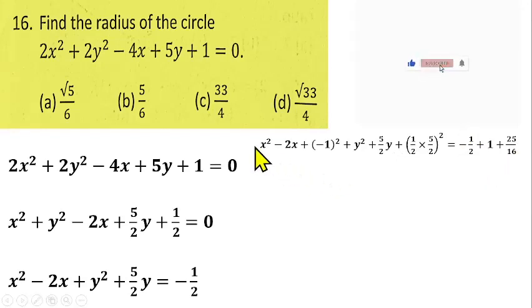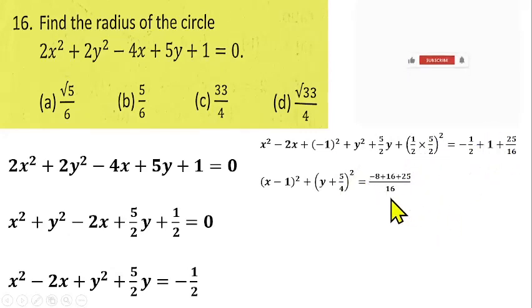So from there, you need to make this one a perfect square, and that should be x minus 1 all squared. Then you need to make this one also a perfect square. That should be y plus 5 over 4 squared. Then also here you need to find the LCM, and that will be 16. 2 in 16 is 8 times minus 1, that gives minus 8. 1 in 16 is 16, 16 times 1 is 16, plus 16 in 16 is 1 times 25, 25.